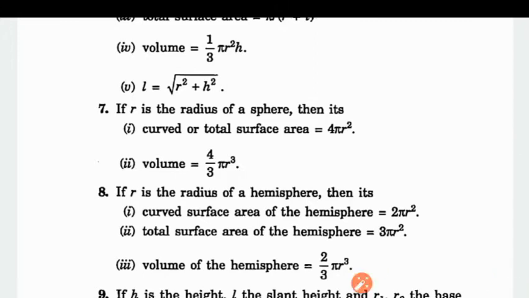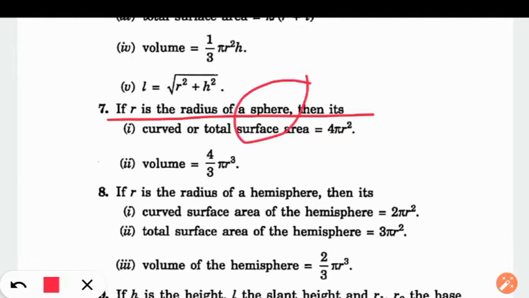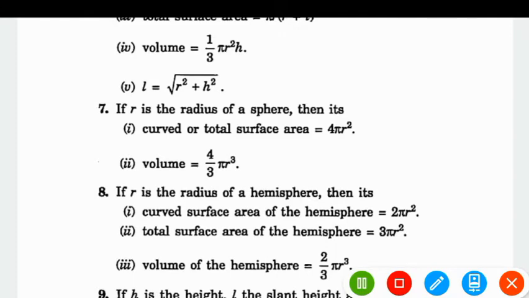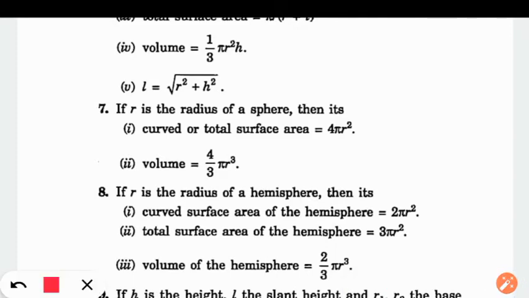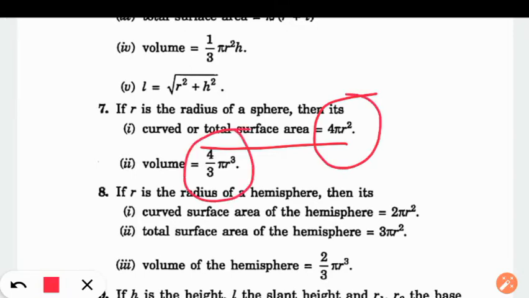Number 7. In number 7, what we have? If r is the radius of a sphere, now it is about sphere. So what is the formula to find curved surface or total surface area of the sphere? The formula is 4 pi r square. And what is the formula to find volume of the sphere? It is 4 by 3 pi r cube.